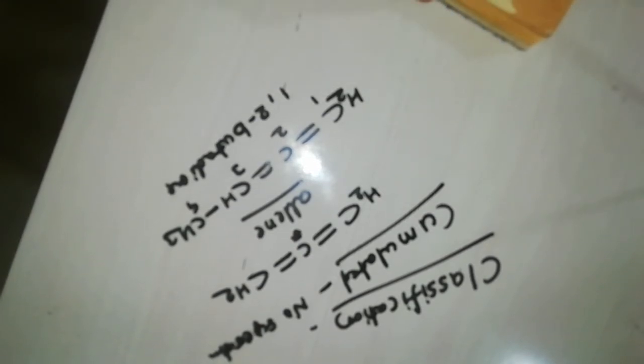So, there are 3 types of diene. I repeat, there are 3 types of diene: conjugated, isolated and cumulated. And what is the parameter for their classification? The parameter for their classification is the separation of the double bond. If separated by one single bond, it is conjugated. More than one, it is isolated. No separation, no single bond between the two double bonds, or in other words, the two double bonds are adjacent to each other. You can call them cumulated diene.